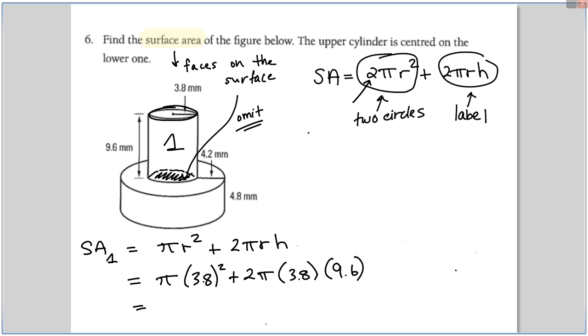Alright, so plugging away here, pi times 3.8 squared plus 2 pi 3.8 and 9.6. Okay, so 274.58 after rounding. Question?